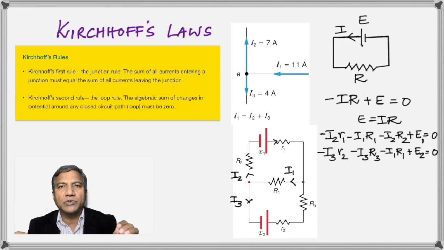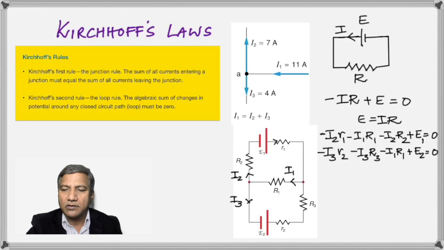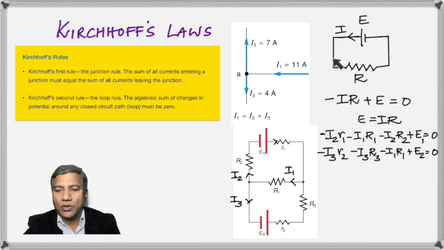Let me illustrate that by using the simplest circuit that we can find, where you have a battery connected to a single resistance. So this battery sends current from the positive to the negative. So that's the direction in which current is flowing. And if we start from the positive of the battery and go in the direction of the current, the potential drop across the resistance is negative I times R. So whenever we go in the direction of the current through a resistor, the potential drop is going to be negative, the product of the current and the resistance. So it's negative I times R.